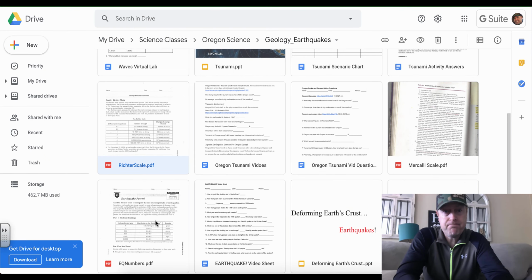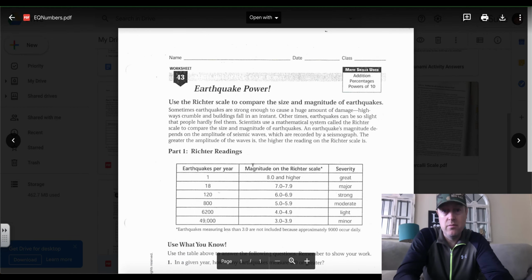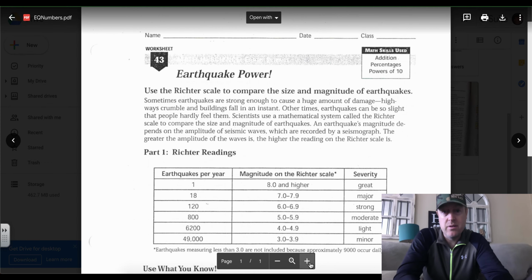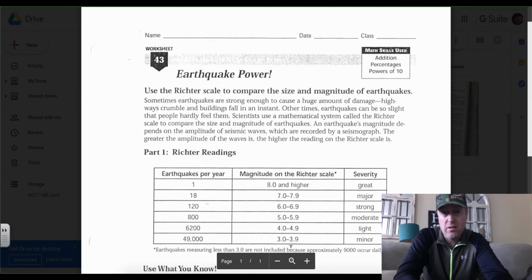Also, how many earthquakes happen every year? Well, I'm going to zoom in on this one again. There's a bottom part you can't see, but earthquakes measuring less than 3 are not included because about 9,000 of those occur every day. What? But that's actually a good thing. Think about it this way. If these smaller earthquakes weren't taking place and relieving some of that stress, it would build up, build up, build up even more. And then when that rock finally breaks, there would be much, much more energy. And so it's a good thing that we have these smaller earthquakes happening.